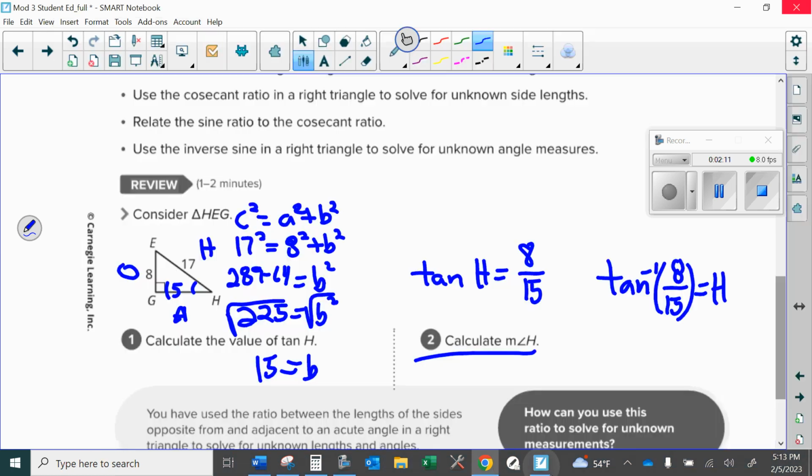28.1 if we round to the nearest tenth. So h is approximately equal to 28.1 degrees. If I said to the nearest degree, say 28 degrees. Okay, let's go on now.